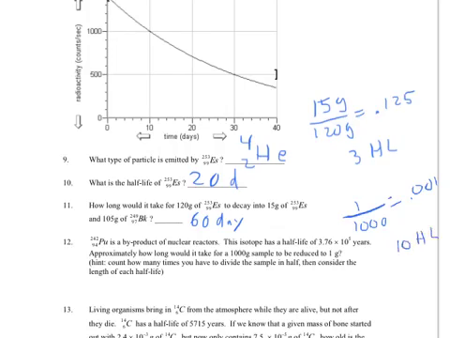Now each half-life takes this long, so I just had to multiply that by 10. So I just had to say 3.76 times 10 to the 5th times 10 half-lives. So this is the length of 1 half-life. This is 10 half-lives. Well, gosh, when you do that, all that happens is the exponent changes. So this is going to be 3.76 times 10 to the 6th years.